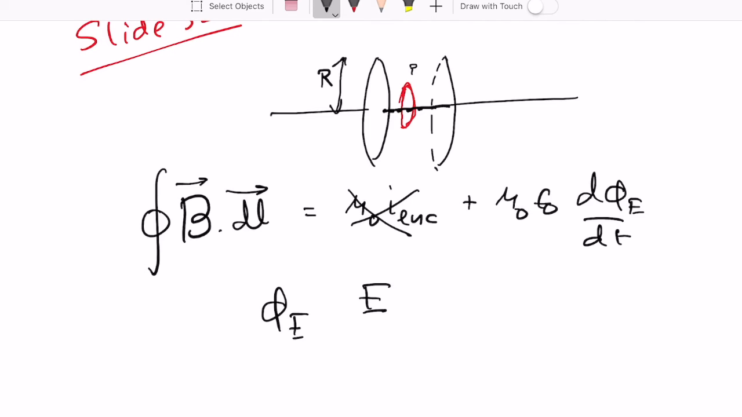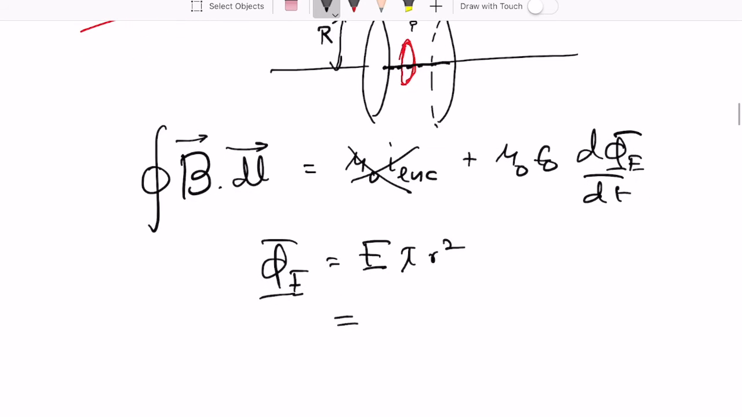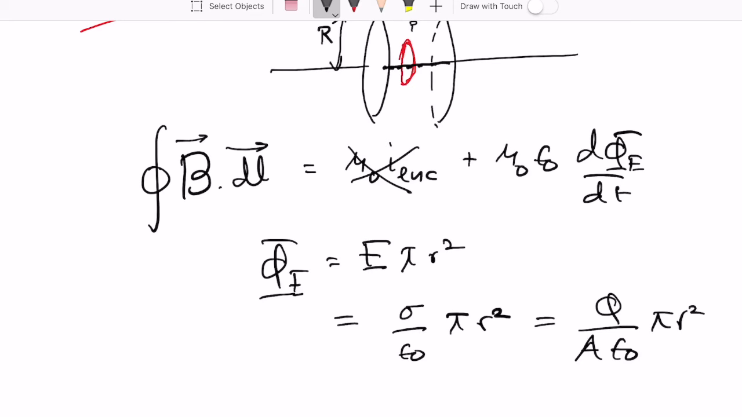So if the electric field is E, phi E, the flux of the electric field is going to be E multiplied by the area of the loop, which is pi r square, right? What is E? E is just going to be sigma divided by epsilon 0. So it's sigma divided by epsilon 0 times pi r square. And so that is going to be Q divided by A epsilon 0 times pi r square. That is our phi E.